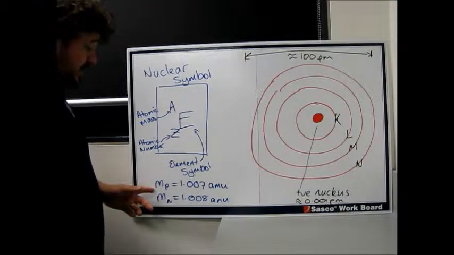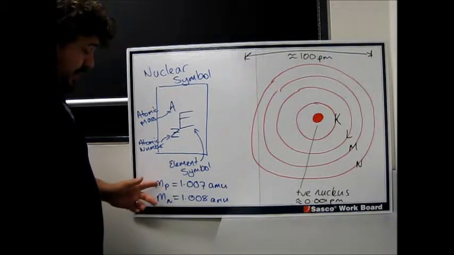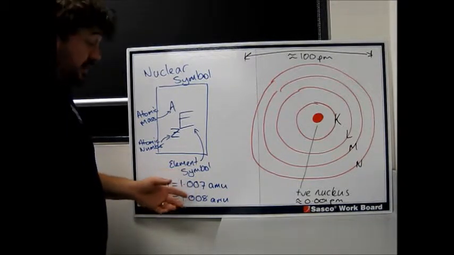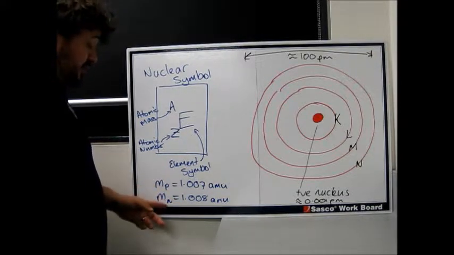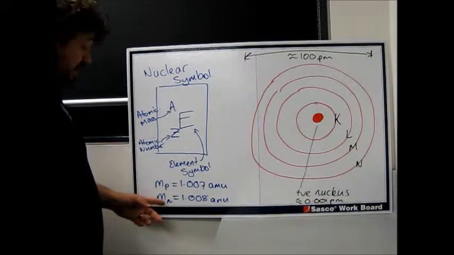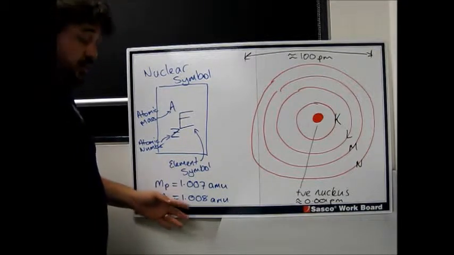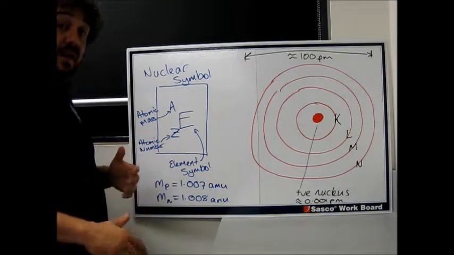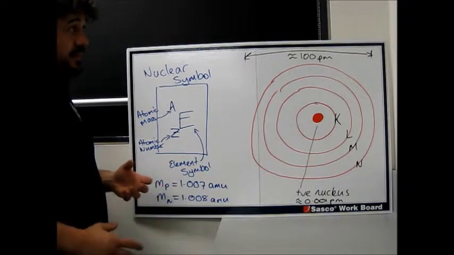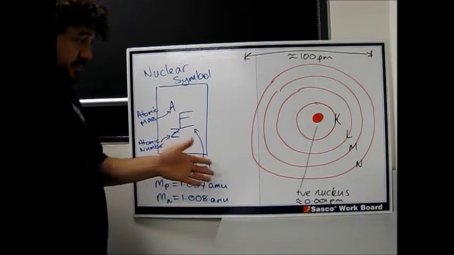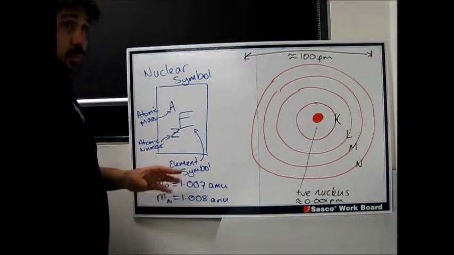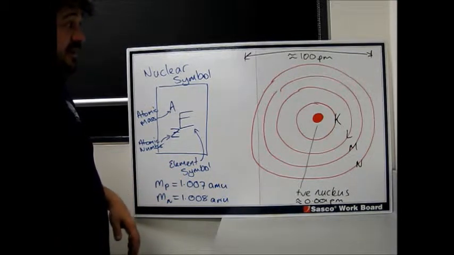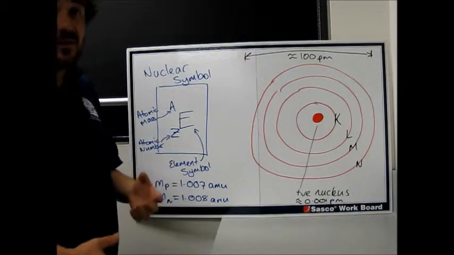Now, the mass of a proton, so that's big M, little p, is equal to 1.007 AMU, and the mass of the neutron, so that's the little n, is 1.008 AMU. Those not quite even numbers are not enough to give us the variation of atomic masses. That comes down to something we'll talk about in a minute, as to why they're not whole numbers.